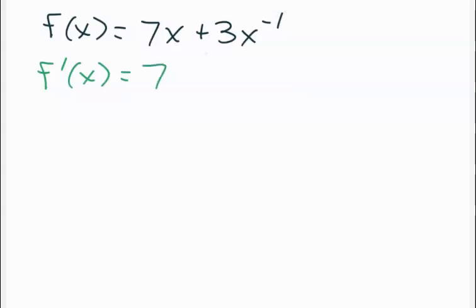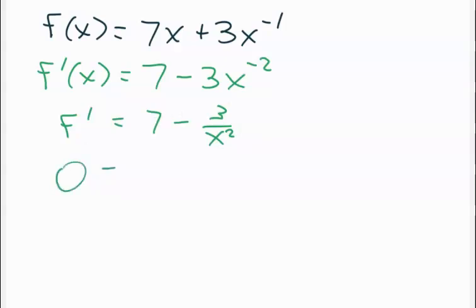So derivative of 7x is 7. Derivative of 3x to the negative 1 is negative 3x to the negative 2. And this is the same thing as negative 3 over x squared. Maybe when we get to solving it for 0, it'll be easier to have it written this way.